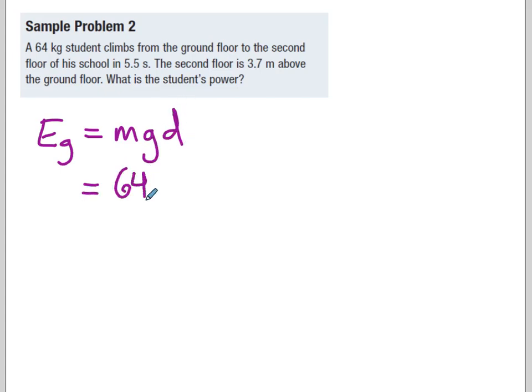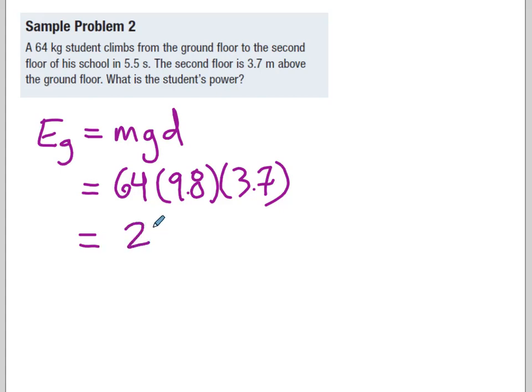So we have 64 kilograms times 9.8 times 3.7. So that's the change in energy. Okay, so 64 times 9.8 times 3.7. So we have 2,321 joules. You might also notice that these guys right here, that's a force. Force times a displacement, that's the same as a work expression. Okay, and now we want to get that. That's our energy, right? And we can do this in 5.5 seconds.